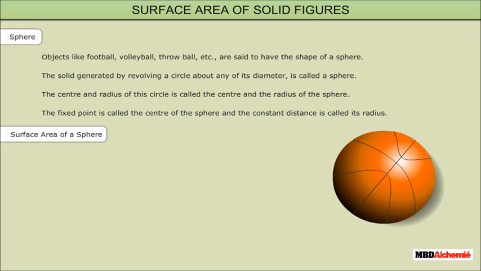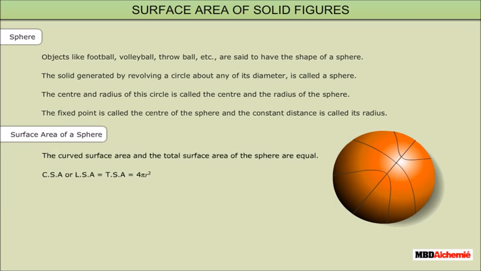Surface area of a sphere. The curved surface area and the total surface area of the sphere are equal. Curved surface area or lateral surface area is equal to total surface area, which is equal to 4 pi r square.